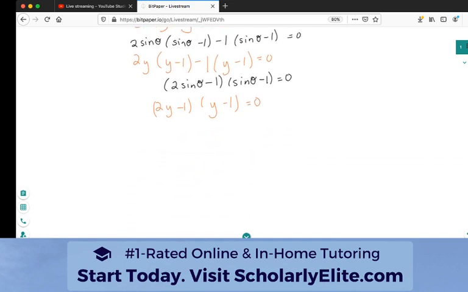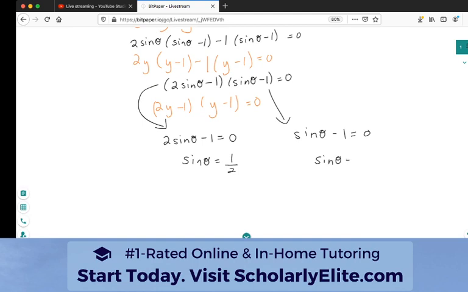So now we've factored this, and that means that we're just going to break it down into its separate factors, make each one equal to 0. So separately, this one here, and then this one here, sine of theta minus 1 equals 0. And just solve for sine. So in this one, it's going to be sine of theta is equal to 1/2, and sine of theta is equal to 1.